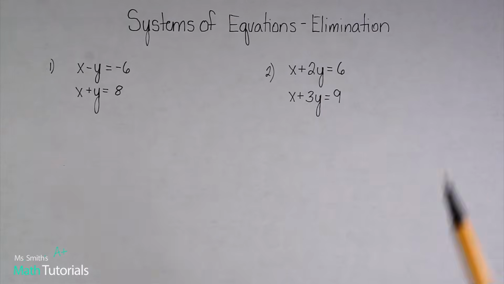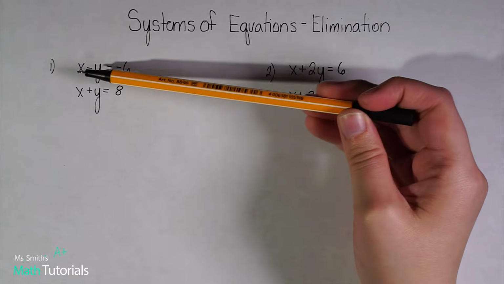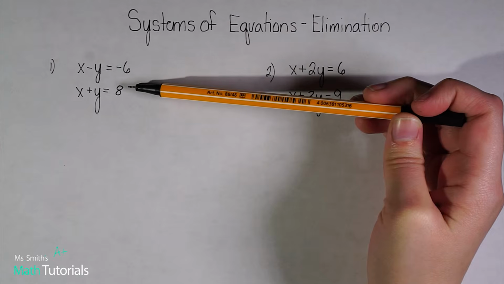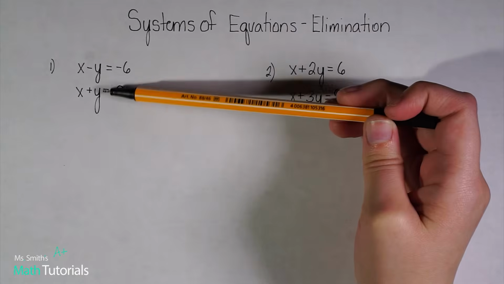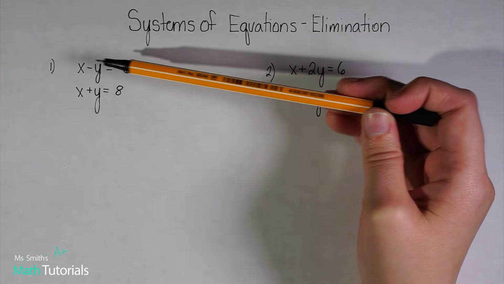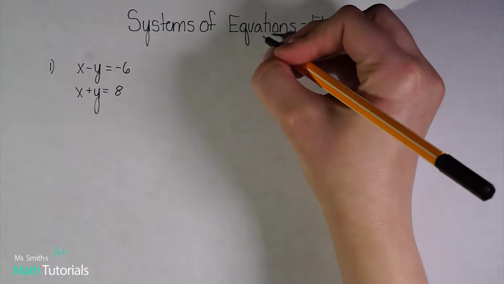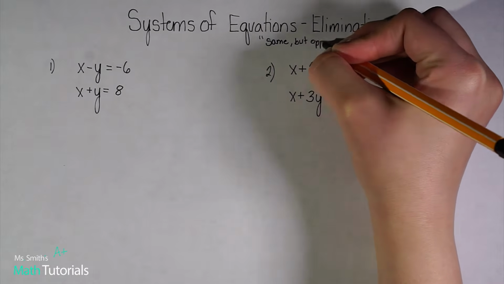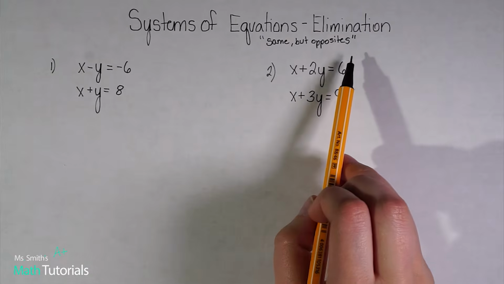Your ideal situation for solving through elimination is going to be when you see that your equations are in standard form, which means you've got your x's, then your y's, and then your equals, your constants. Okay, so standard form. That's going to be the ideal situation to use elimination. To do elimination, there's kind of a phrase that we look for. So that phrase is going to be same but opposites.